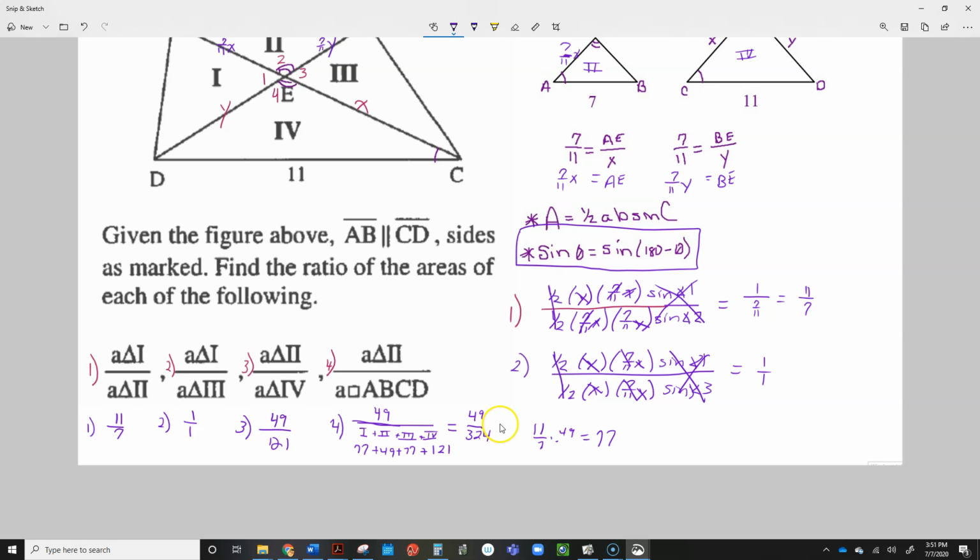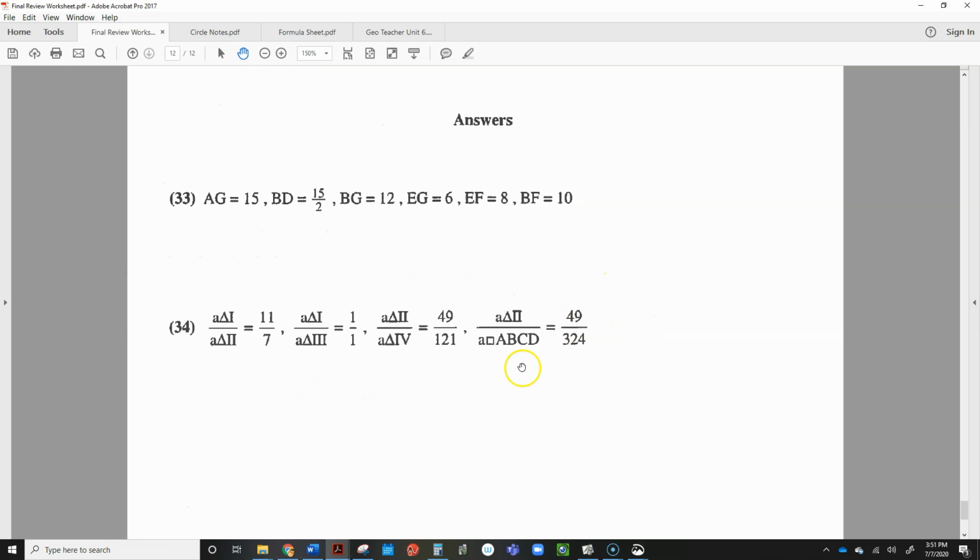324. And I am pretty sure that's the answer. 49 over 324. 49 over 121, 1 to 1, 11/7. So I'm going to go ahead and stop the video now.